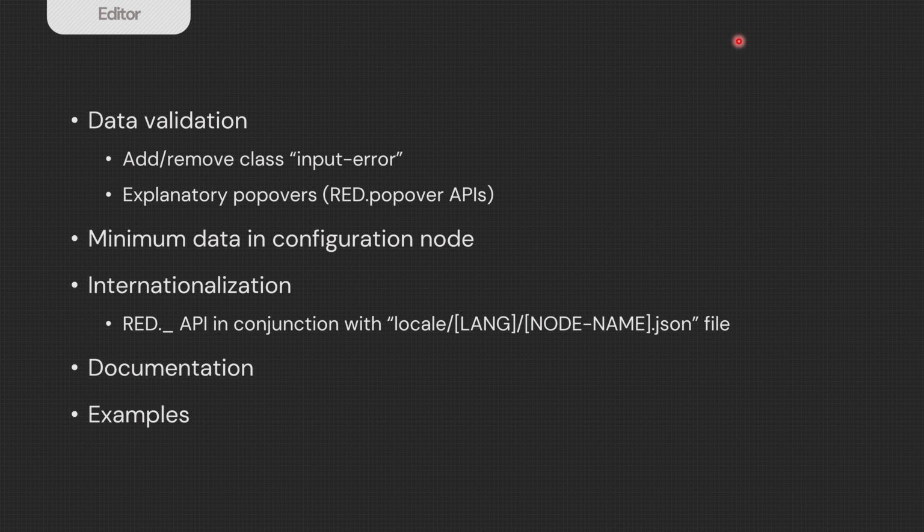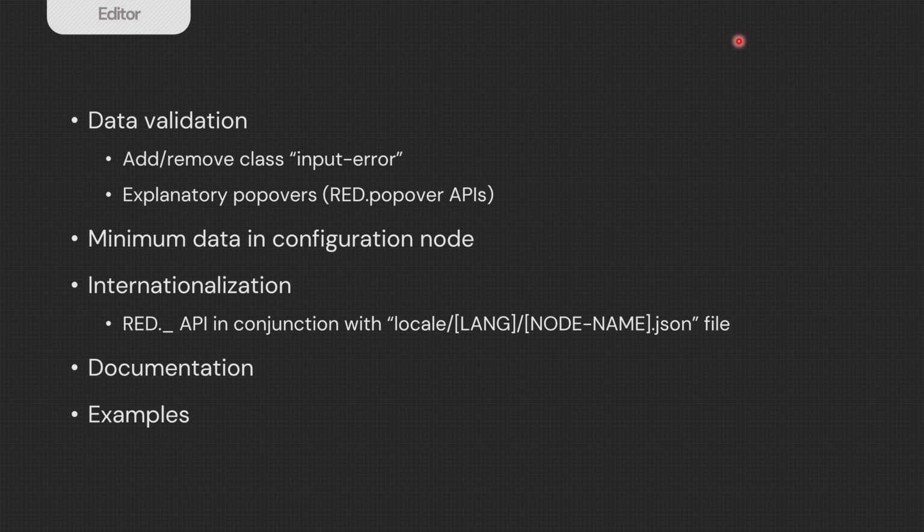Another idea is to also use popovers. Sometimes just the input error class gives you a red bounding box around the element that is invalid. But if you can use a popover to give some indication of what the error is, then obviously better.